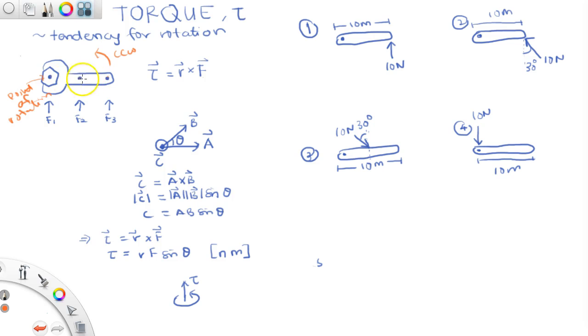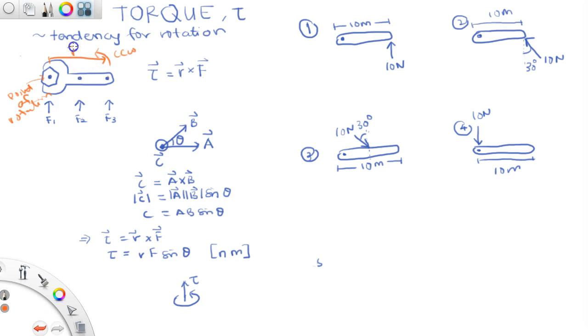So the easiness for us to rotate the screw is represented by torque. We want to calculate how much torque there is if we give a force at any point. So we define torque using the distance from the point of action. Here, this is the vector of distance r.